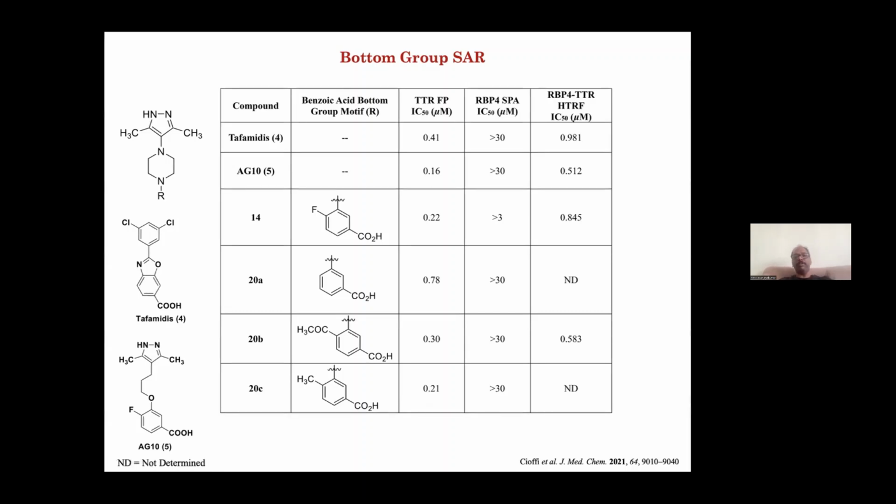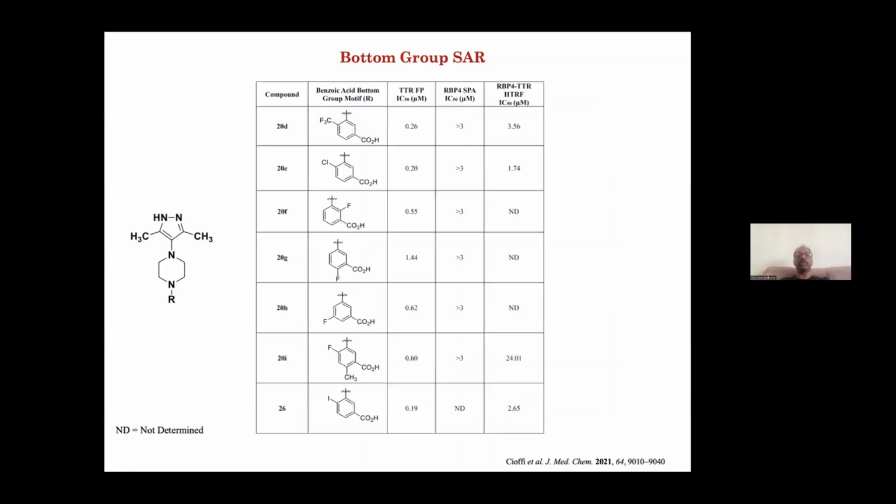We have done different variations, actually, by removing the fluorine, and by installing an ester group and methyl group. All these compounds are active. Here it's just a walk around of fluorine. We have kept fluorine in the ortho, meta, and para positions. All of these are quite active at TTR, but they don't show any activity at RBP4.